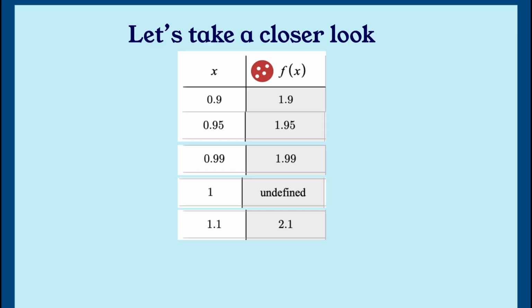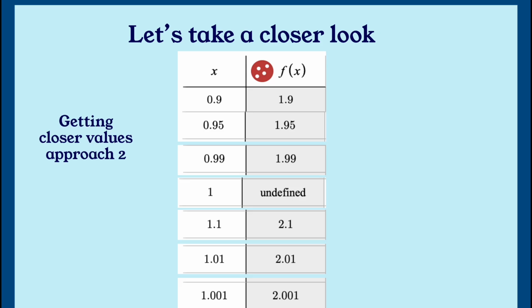So let me choose values that are still close to 1, but are a little over 1. Like 1.1. Okay, so that's 2.1. What about 1.01? Okay, so that's 2.01. What about even closer, like 1.001? Well, I get 2.001. So what's happening is, as I get closer and closer to 1, my values are approaching 2. Now, f of 1 is not 2, as we can see. Our calculator is still yielding that undefined value.